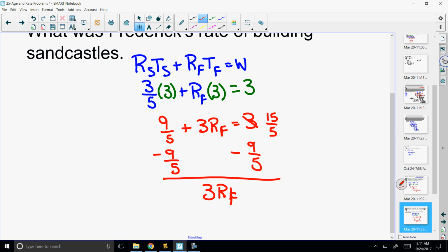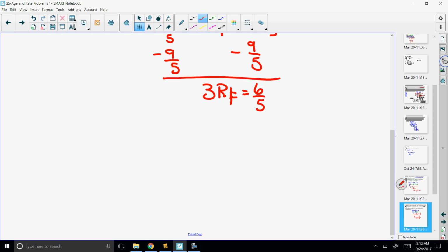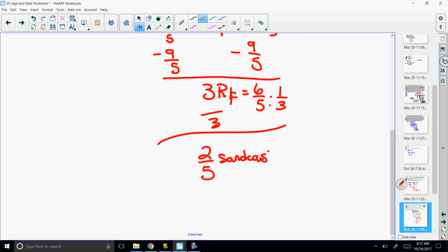Oops. That's a subscript. So you get 6/5, and then multiply it by 1/3 or divide by 3. Do it that way, even though that 3 ends up in the bottom. So you get 2/5. Two-fifths sandcastles per hour.